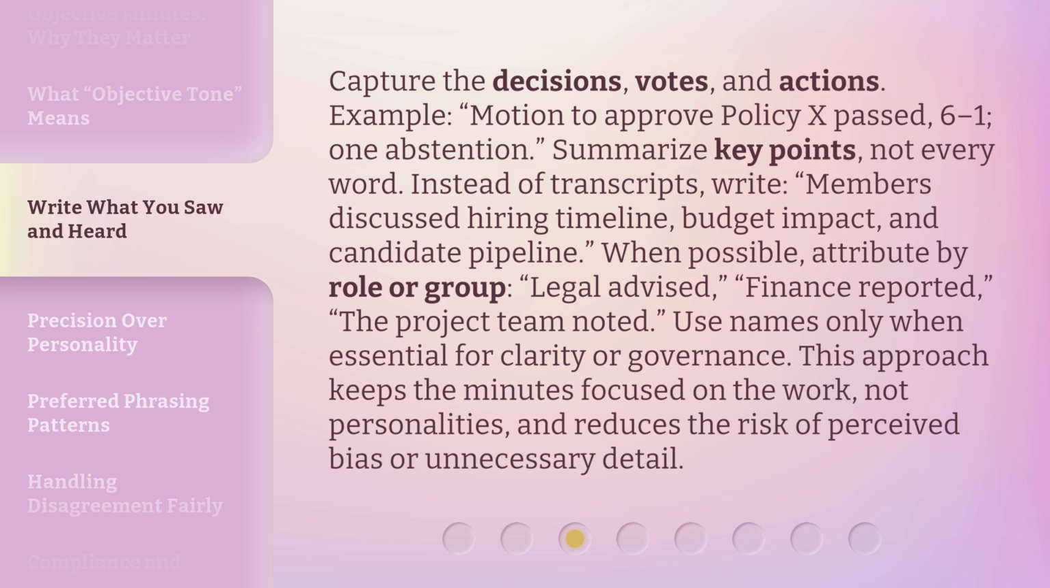When possible, attribute by role or group. Legal advised, finance reported, the project team noted. Use names only when essential for clarity or governance. This approach keeps the minutes focused on the work, not personalities, and reduces the risk of perceived bias or unnecessary detail.